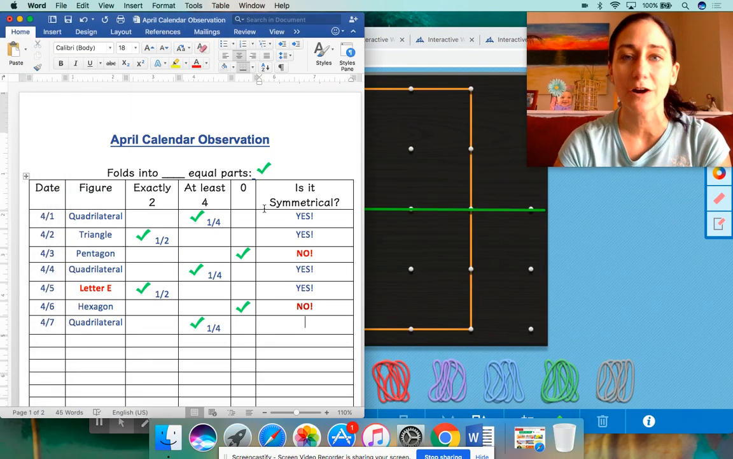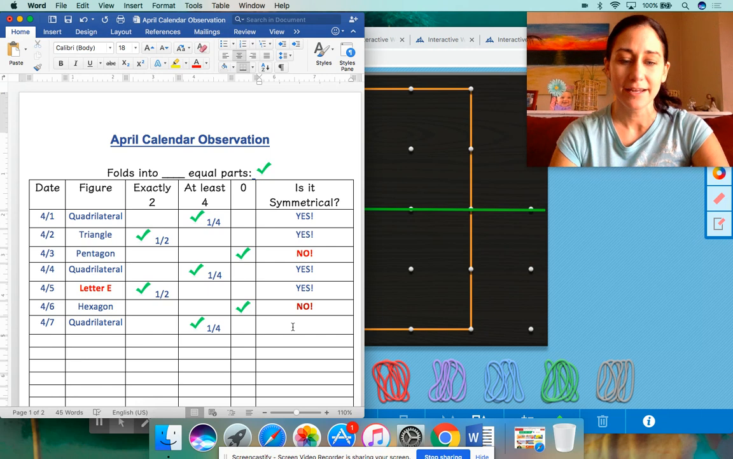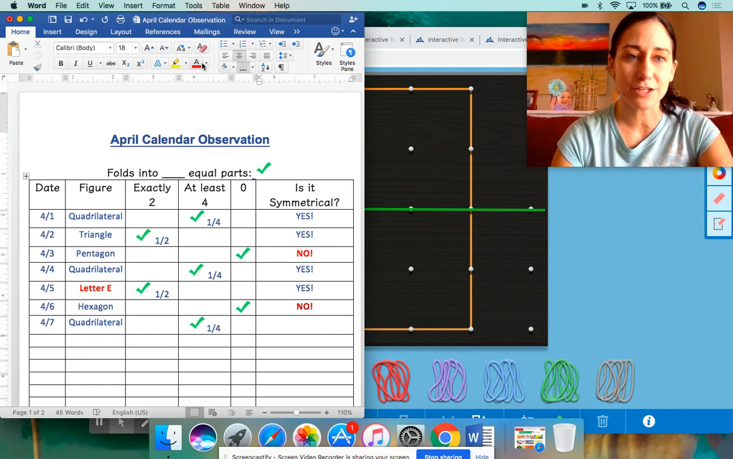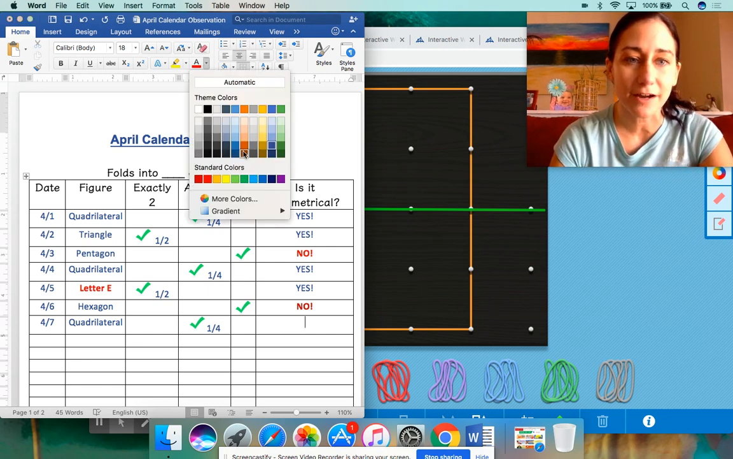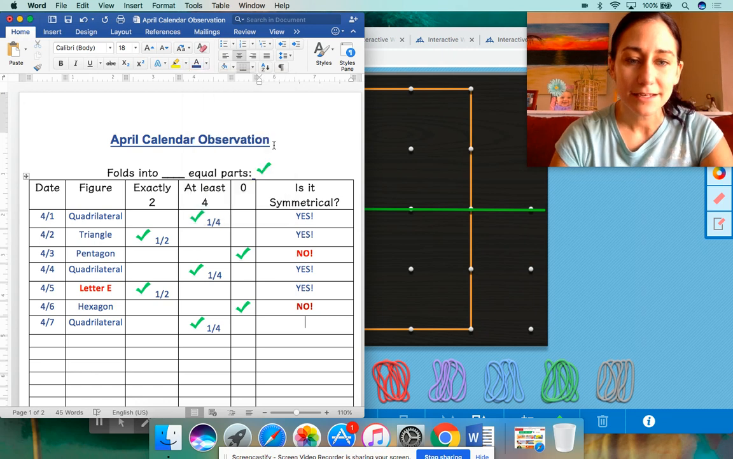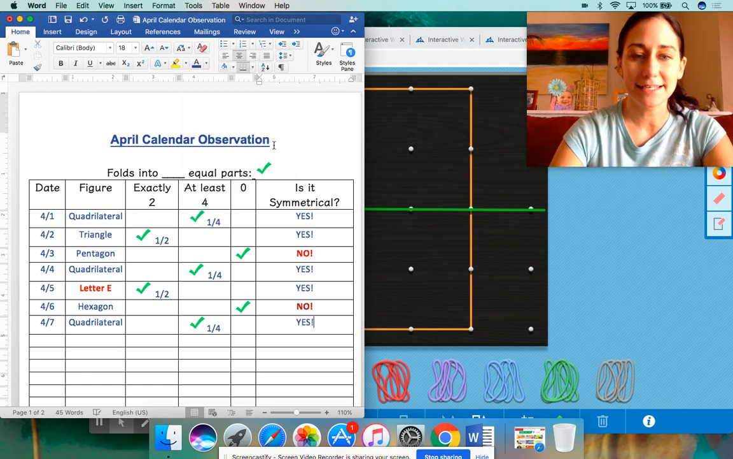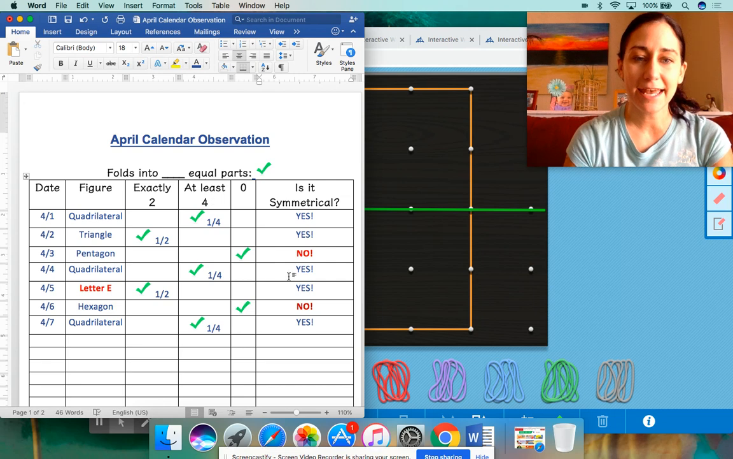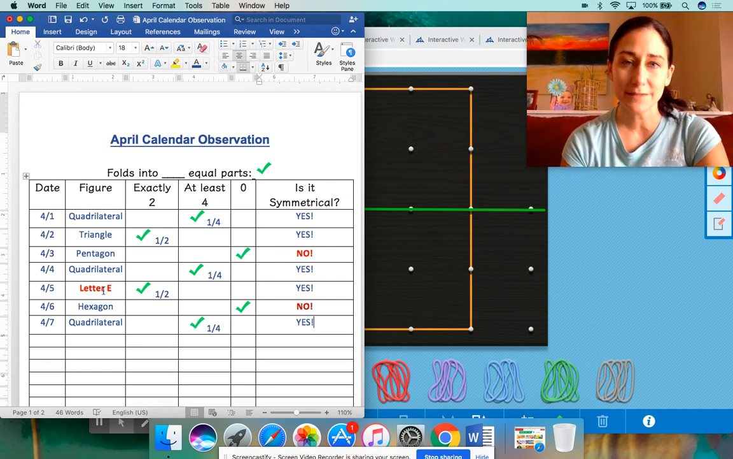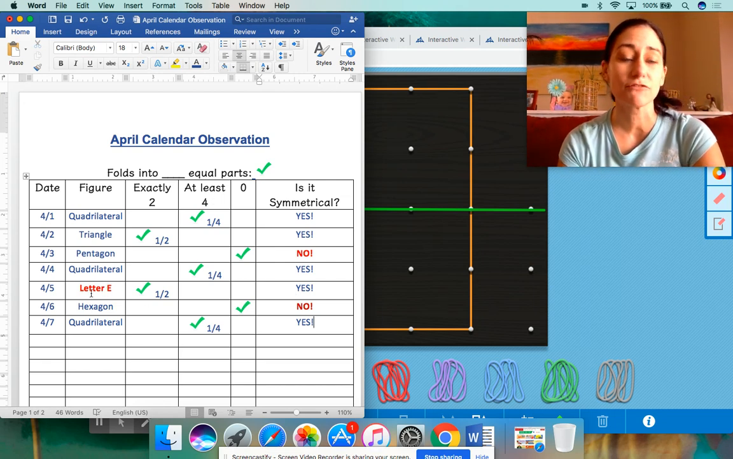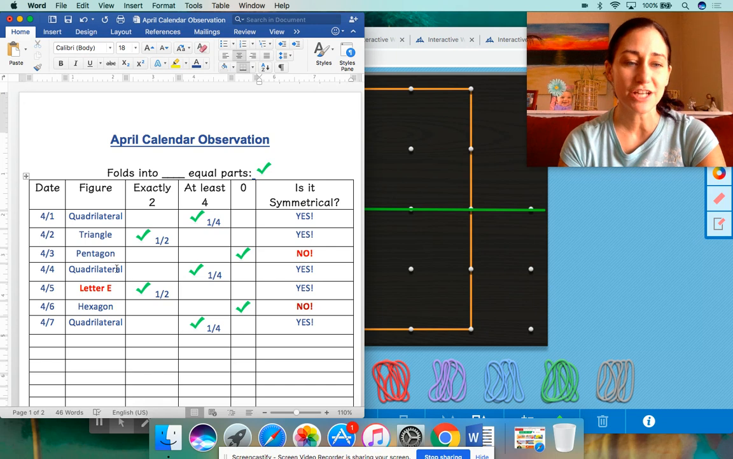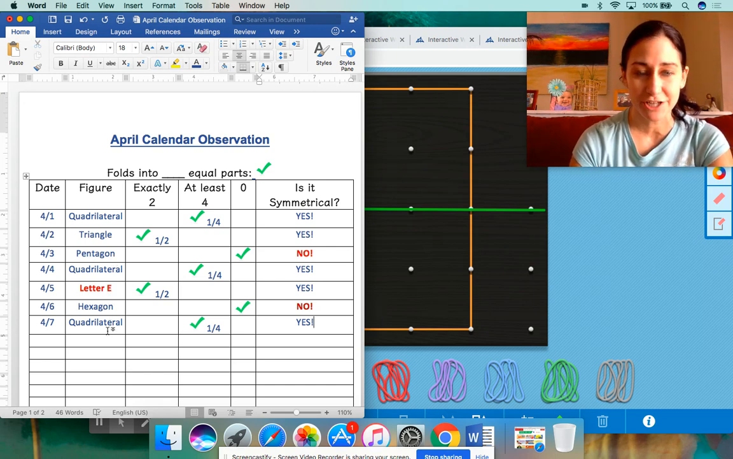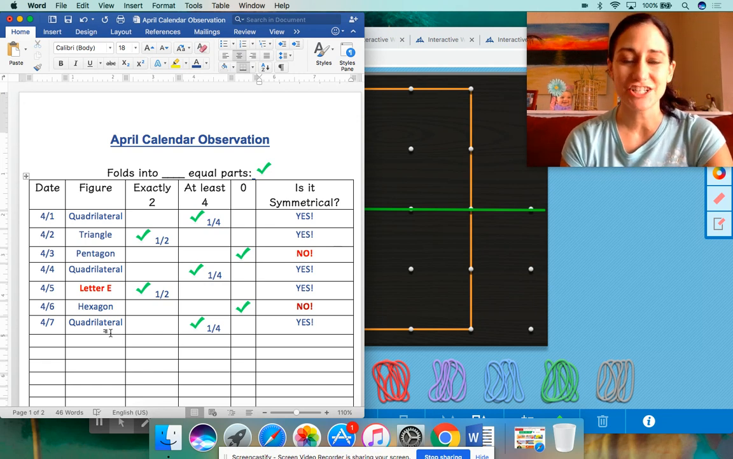I'm going to go back to our calendar observation here, and let's make sure it's in the right color for us. I'm going to write, yes, it is symmetrical. If you notice here from the last time, I changed this to red because we want to notice a pattern with the figures here. It was shape, shape, shape, shape, letter. Now we have two shapes in a row, shape, shape. So start paying attention to that pattern.